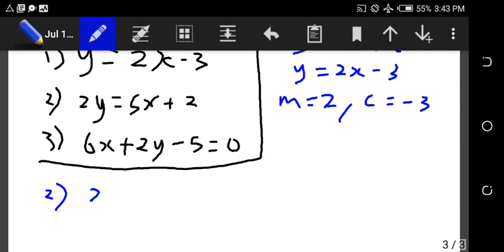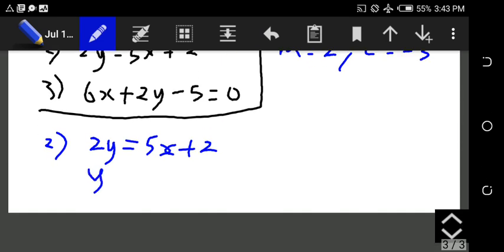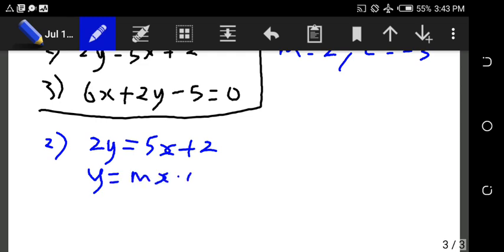For the second one, we have 2y is equal to 5x plus 2. But we have the general form of the equation of a straight line. Let me write it under it: y is equal to mx plus c. Now when you compare them, they are not the same. How do I mean? In the general formula, the y has a coefficient of 1, but over here, the y has 2 as a coefficient. Even though one side might look okay, when you look at the y's, they are not the same.